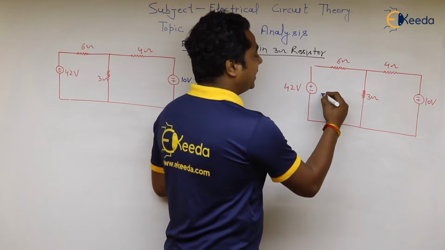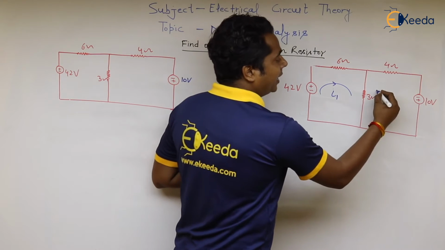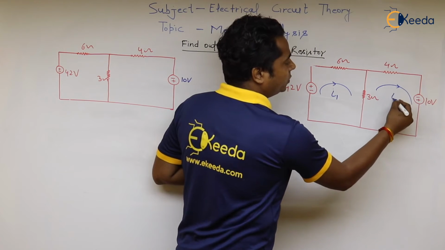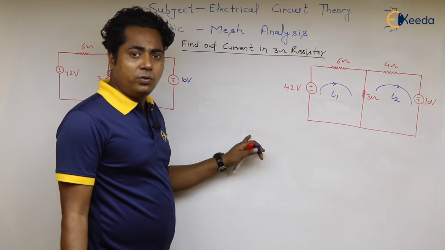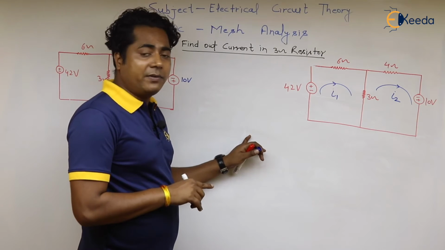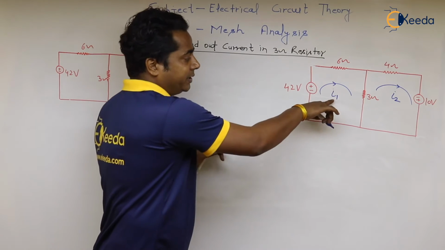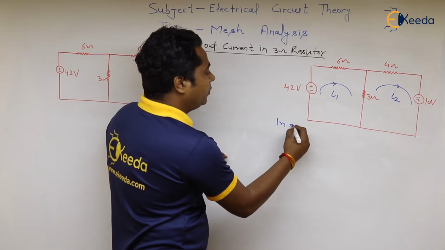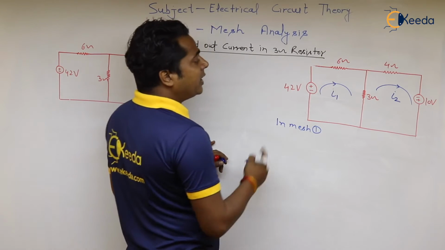So I can assign as I want. I am assigning this I1 and this I2. And then the next step is to write the KVL equation for each mesh. So I am writing for the first mesh. In mesh number 1, what will I write?